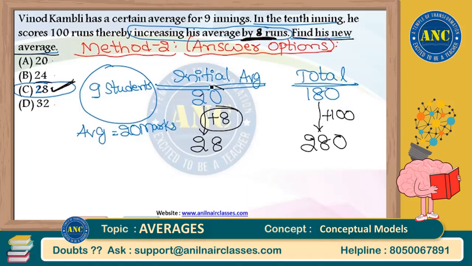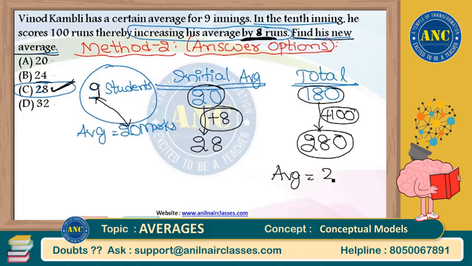Before it will be 20. Initially it is 20. Initial average is 20, and there are 9 innings which he played. In all the 9 innings he scored 20 runs, so the total runs he scored is 180. Now in the 10th innings he is scoring 100 runs. Now the total became 280. Now what will be the average?